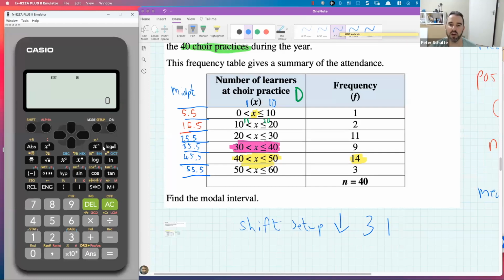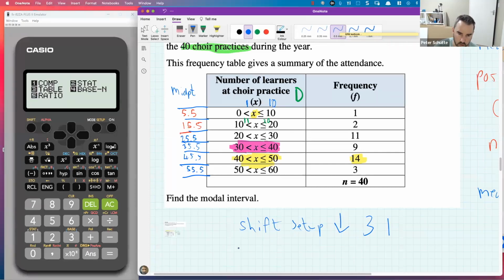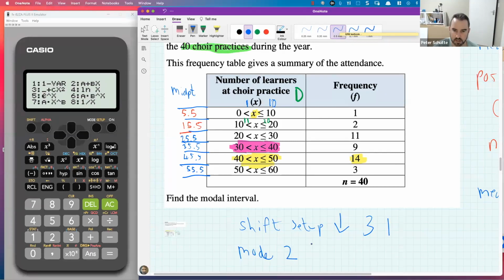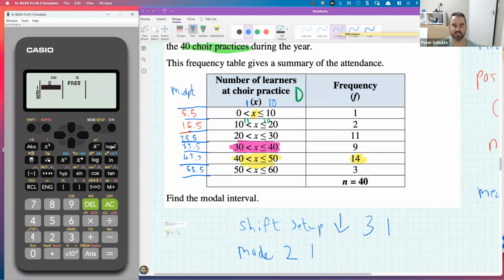Okay, now we have to enter the data to estimate the mean. So this is the second set of instructions. We're going to go mode, and then we're going to go two for stat, and then we are going to go one for var. And we get that we've turned the frequency column on. Now I have to put my data in. The data that I'm choosing to represent the items in this interval is 5.5. And I'm actually just going to do all of the data points first and come back for the frequency.